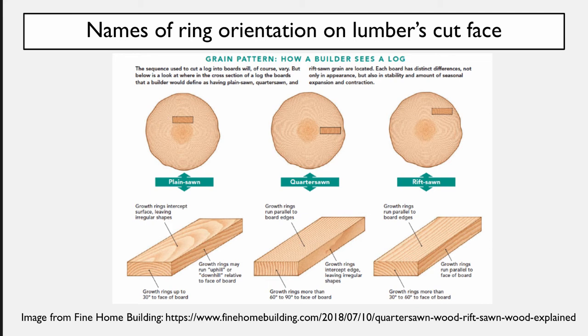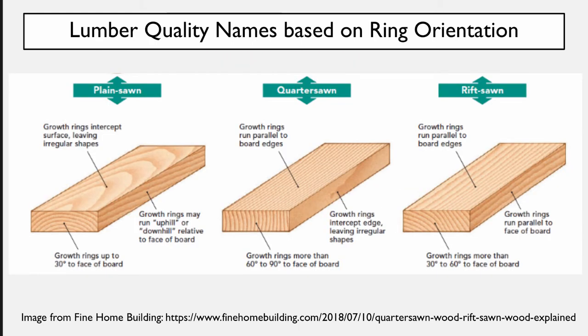And I want to zoom in a little bit closer on our actual boards at the bottom, because this is what matters. Now this is a great image. This has come out of the Fine Home Building magazine. And on our first board, we see the rings on the cut face, the smaller area that we see on the very front. Those rings are relatively parallel to the top face of the board and can have, according to Fine Home Building, up to a 30-degree angle from the top face of the board.